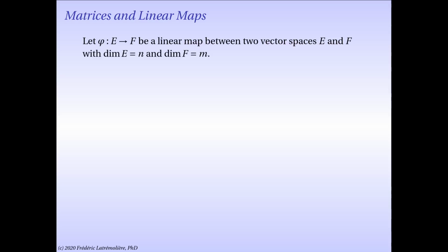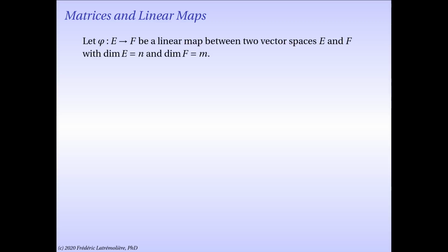Let phi be a linear map between two finite dimensional vector spaces E and F. Let n be the dimension of E and m be the dimension of F. We wish to define a matrix associated to phi. The idea is that E is linearly isomorphic to k^n, and F is linearly isomorphic to k^m. So we want to use phi to define a map from k^n to k^m and take its matrix.